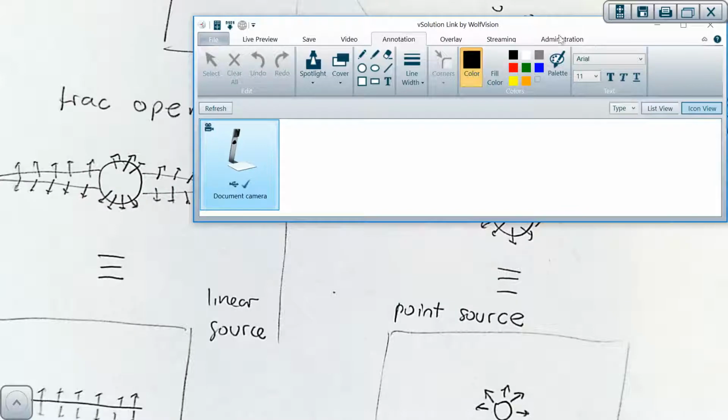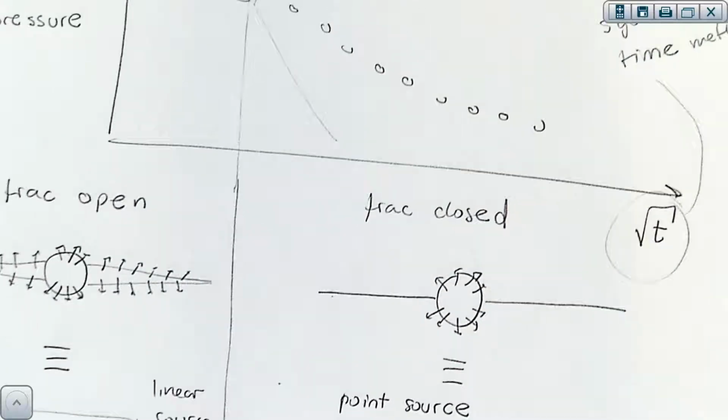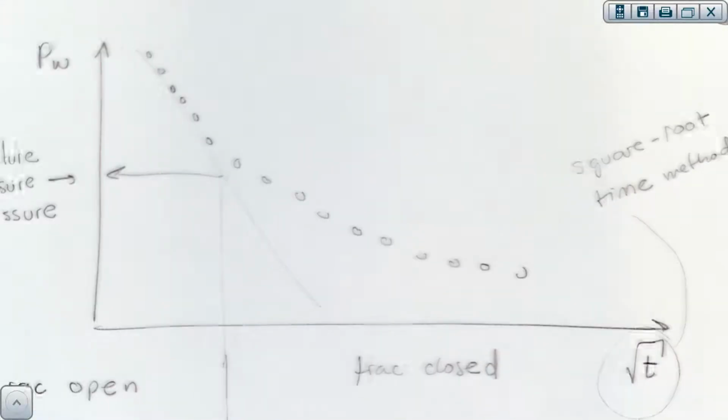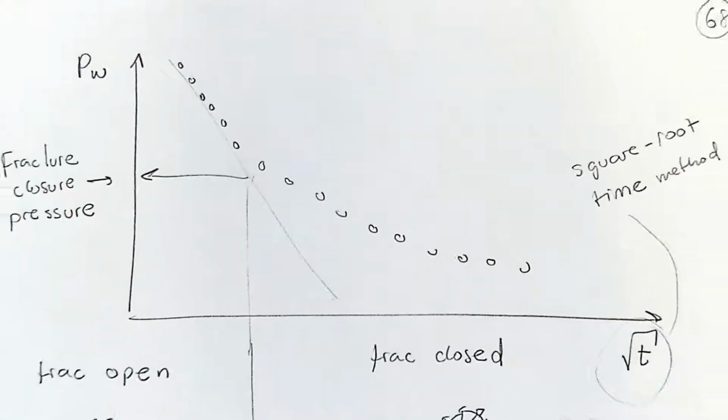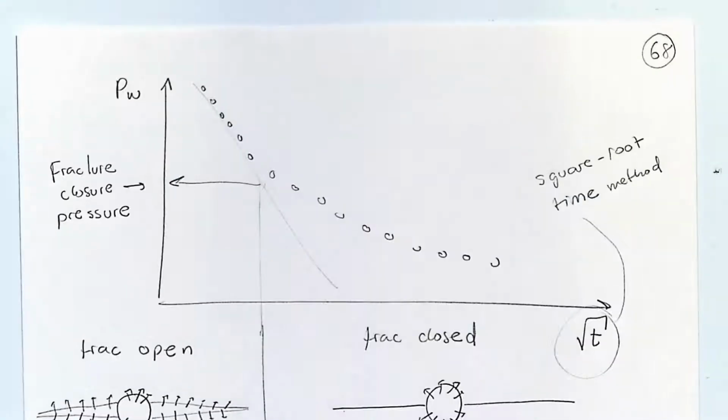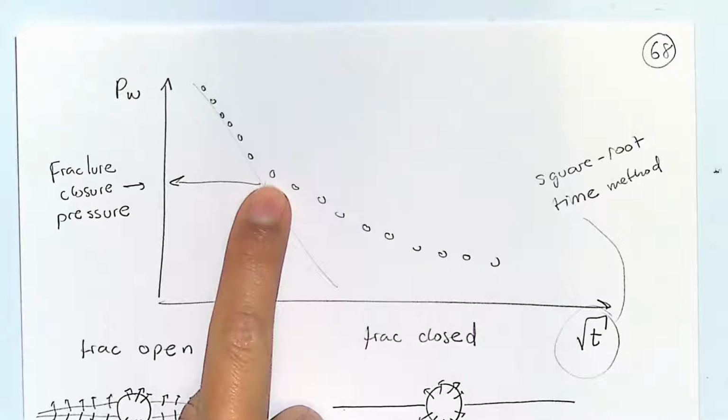last Tuesday, and it is this one, in which you plot pressure after the instantaneous shut-in pressure, and you convert that delta T to square root of delta T. You will see that there is a point where there is a clear separation between something that drops very quickly, and is more or less aligned into a line, and then it drops more slowly. That's a point, that's the fracture closure pressure.